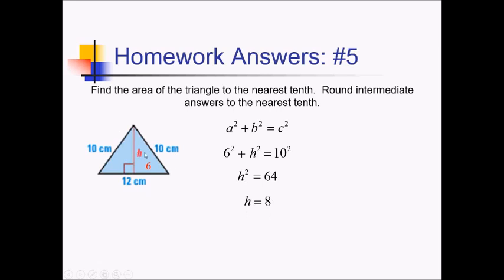We just found the height, but we still need the area. 1/2 base times height. So that's going to be 1/2 times that base that they already gave us of 12. So careful here. They're talking about the base of the whole triangle, not these little half triangles. And then the height, we just found that. That's 8. So I've got 1/2 of 12, which is 6, times 8 is going to be 48.